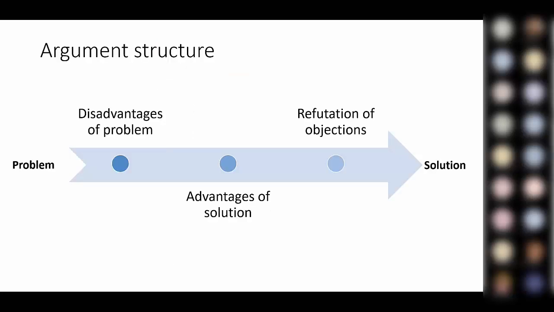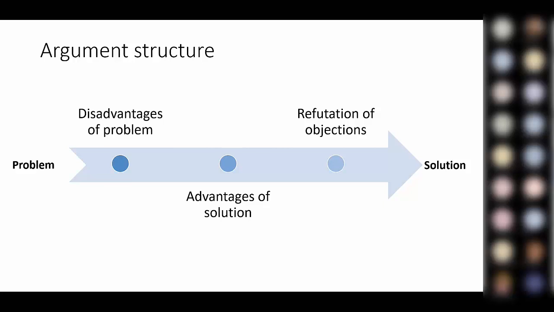So now let's talk about structuring your argument. In terms of structuring your discussion section to successfully argue your main idea, there are several possible patterns that you could start from to find what's most effective in your particular case. The most basic structure moves from problem to solution and includes the disadvantages of the problem, the advantages of the solution, and refutation of possible objections to the proposed solution.